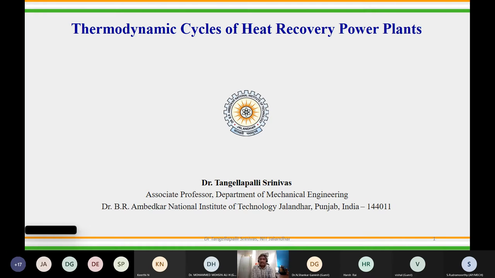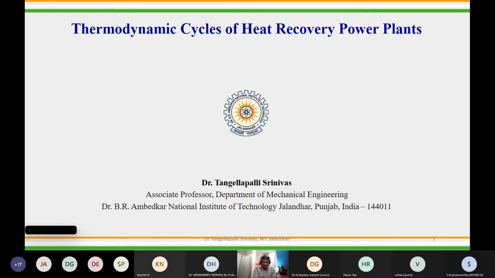Thermodynamic cycles of heat recovery programs. This is the fourth day, group, yes. So you finished the basics of thermodynamics, especially in the light of exergy analysis to solve systems like thermal energy. Using that basics, how to use it in applied thermal engineering, especially applied thermodynamics. So exergy analysis is one of the powerful tools, I can say.